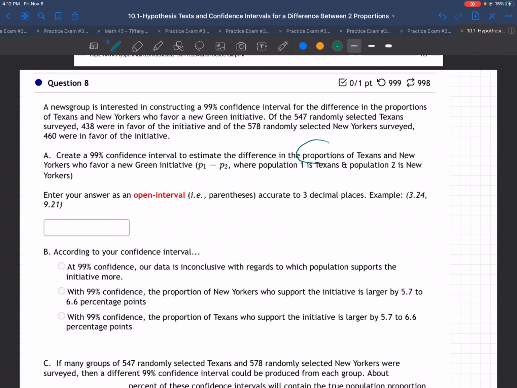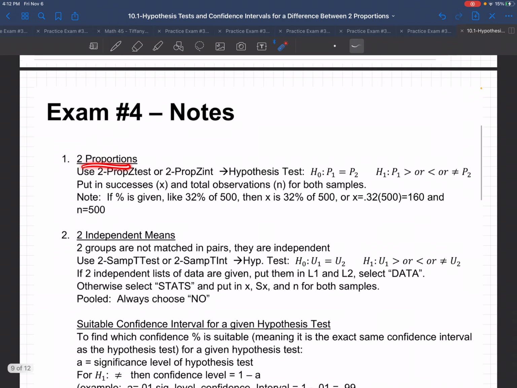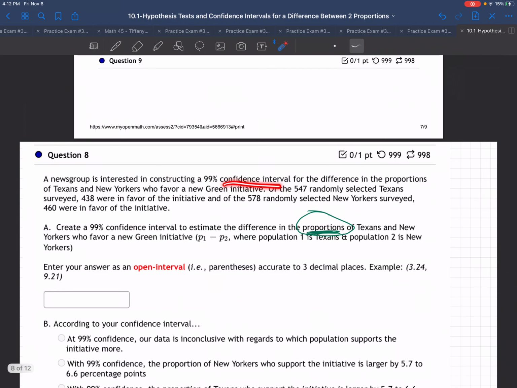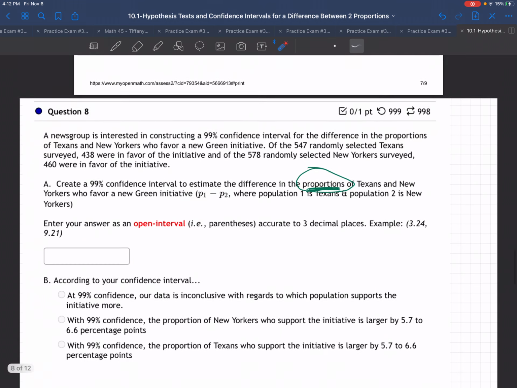Maybe I'll circle that permanently. Proportions. So when I look at my notes, the exam 4 notes, proportions, not any of these other things. Okay, so use the two proportion z-test or the two proportion z-interval. Are we doing a test or an interval? An interval, confidence interval, right? This one's a confidence interval. It's not a hypothesis test. So 2 prop z interval. So that's what we're going to use.